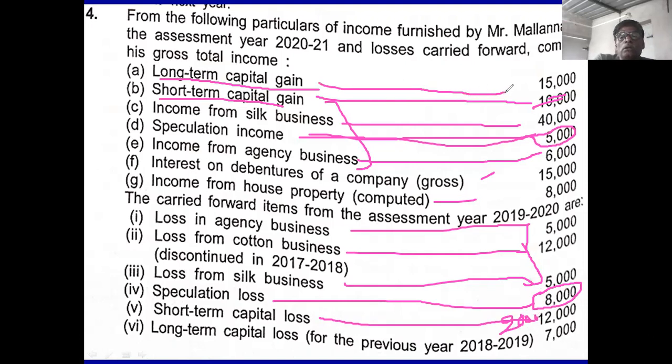Then you see long-term. Long-term capital gain is 15,000. In this long-term capital gain, you adjust 7,000 rupee loss. If you adjust this 7,000 rupee loss, then 15,000 minus 7,000, 8,000 balance. In that 8,000, you deduct 2,000 rupee short term. Otherwise, total short term you adjust at the end. Okay.